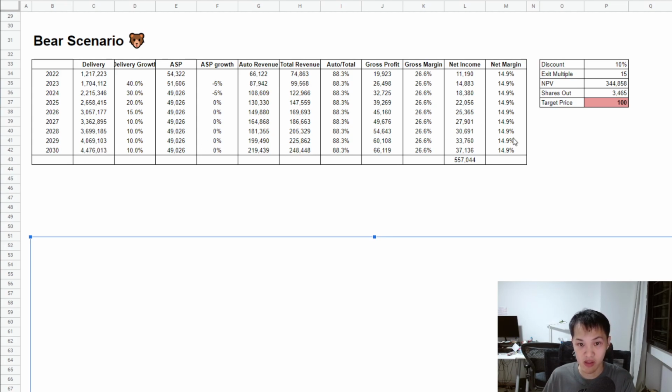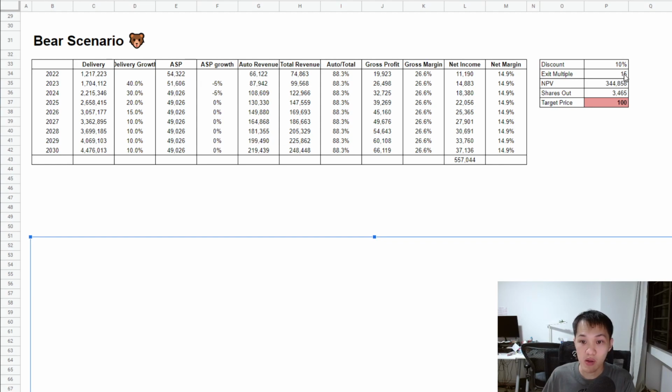And then in terms of the net margin, I assume that there's no improvement in net margin at all. So what kind of scenarios can we end up having a fixed net margin? There could be some expenses that we don't anticipate. We still don't know now. Let's say the expenses are a lot higher, so they are not able to increase their net margin even though their delivery numbers continue to go up. I assume a 5% drop in the average selling price in the first 2 years and flat thereafter.